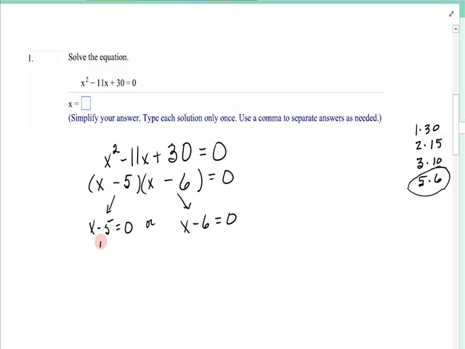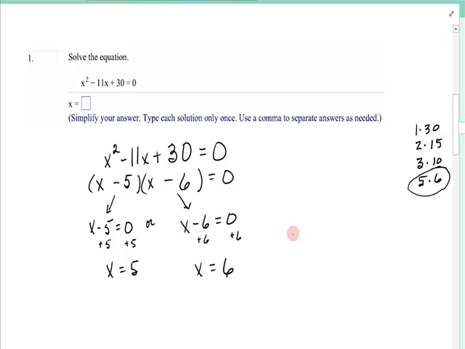To solve this one, you would add 5 to both sides, and so you get x is 5. For this one, you add 6 to both sides, so x is 6. In my math lab, it says simplify your answer, type each solution only once. So if you got the same answer twice, you'd only put it in once. Use a comma to separate answers as needed.